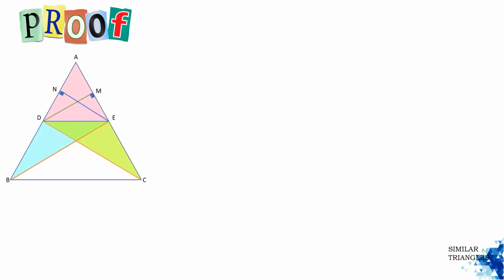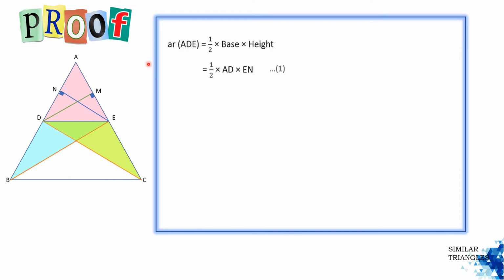First step, let's try to find the area of this triangle, the pink colored triangle. If I find the area of that, I can write the area of that triangle in two ways, one with the altitudes we have drawn, EN and DM. If I take EN as the altitude, the base will be AD. In that way, I can write one area. Similarly, I can have AE as the base and DM as the height. In that way also I can write the formula.